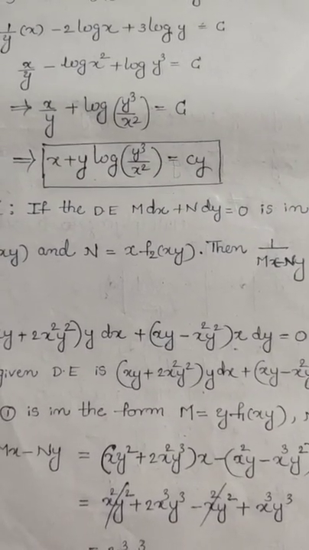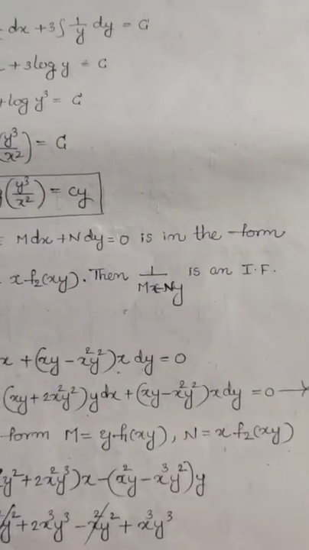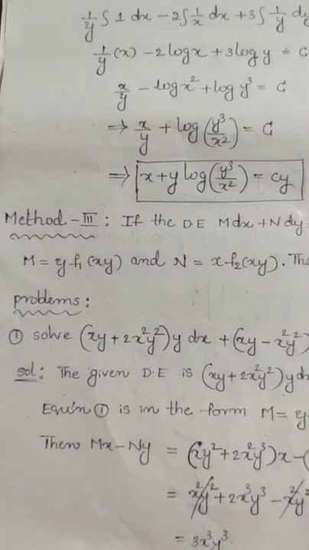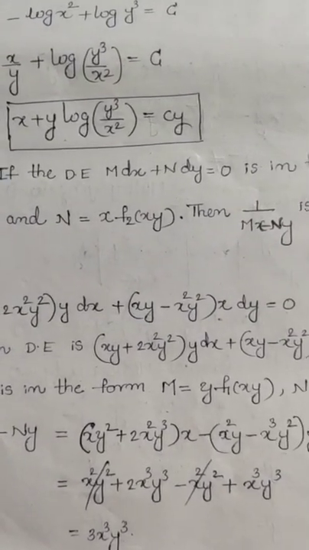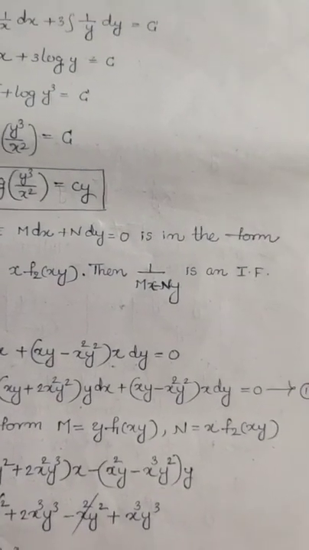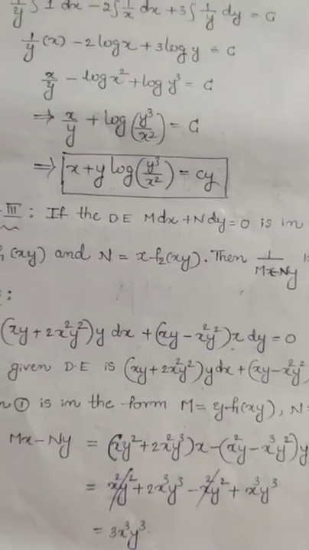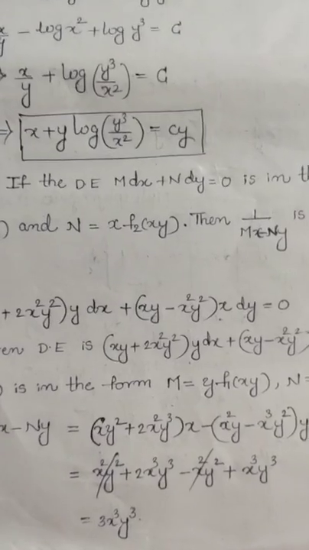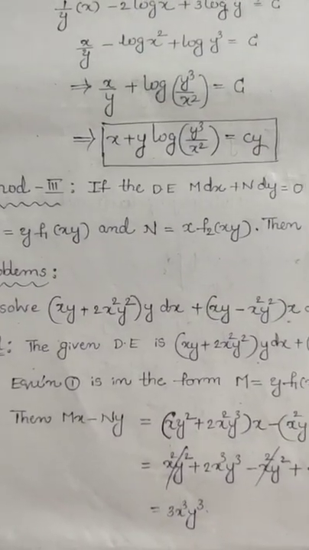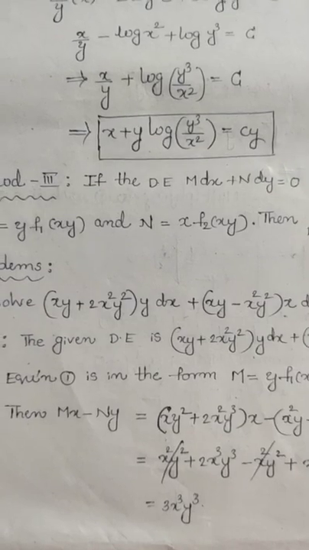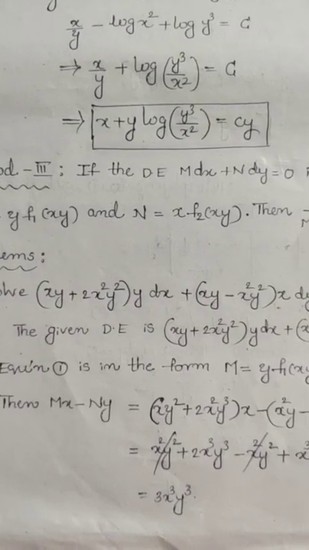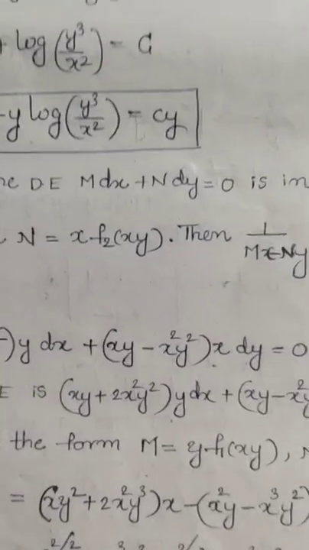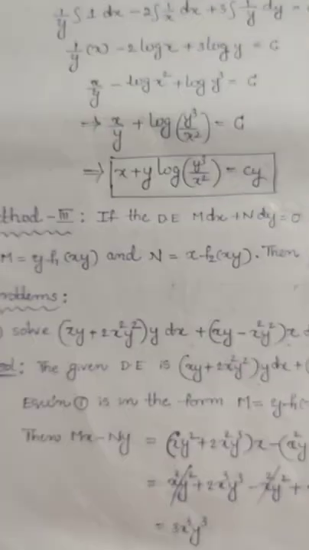If the differential equation M dx plus N dy equal to 0 is in the form capital M equal to y into f1 of xy and capital N equal to x into f2 of xy, then 1 by (Mx minus Ny) is an integrating factor. So capital M is in the form of y into a function of xy, and capital N is in the form of x into a function of xy, then 1 by (Mx minus Ny) is an integrating factor.